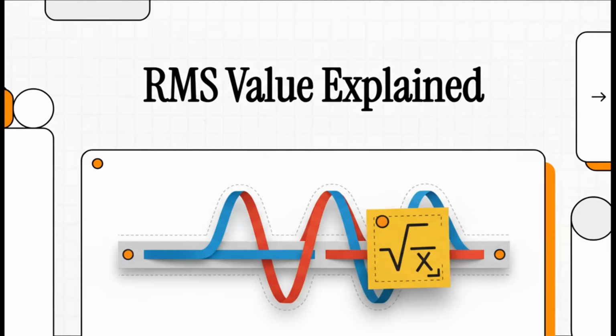In any AC circuit, the voltage is constantly in motion, swinging from a positive peak to a negative one. So how do we pin down a single useful number to represent it? The answer lies in a really clever concept called the RMS value.